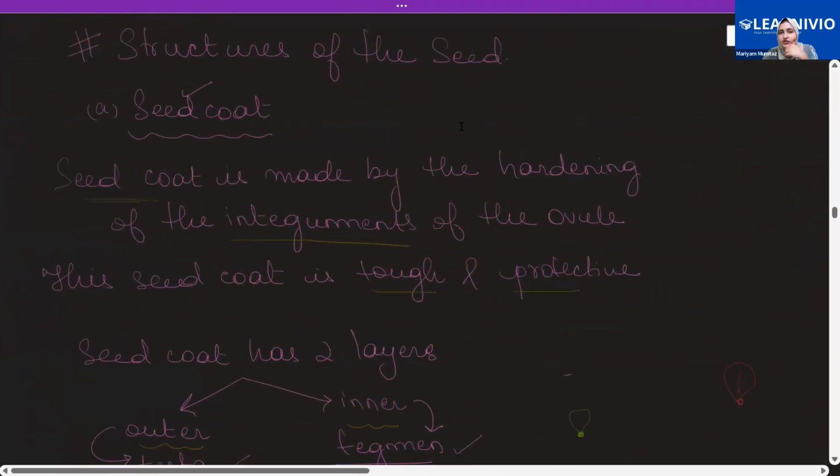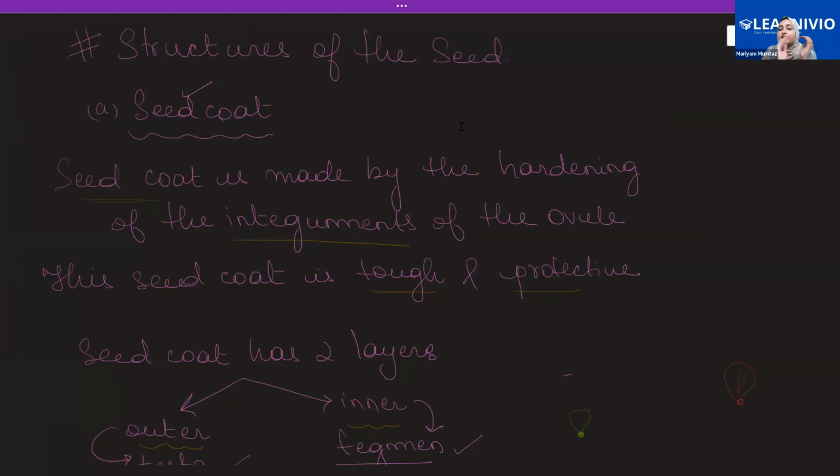Now, talking about the structure of the seed, first of all, it has a hard covering which is formed by the integuments when they harden.